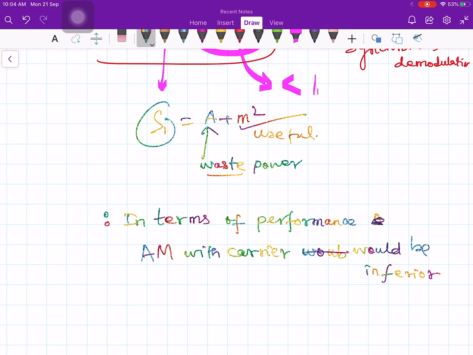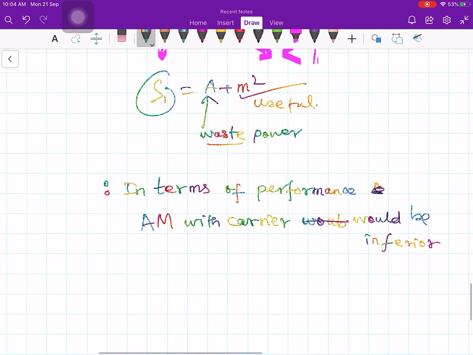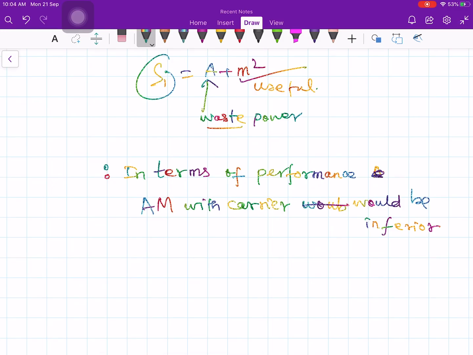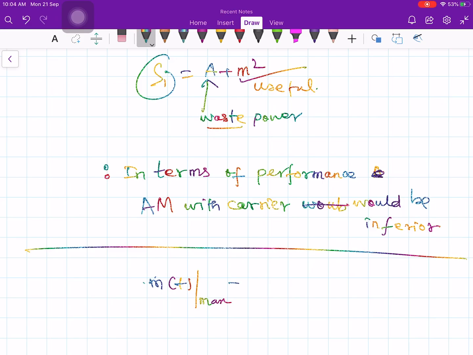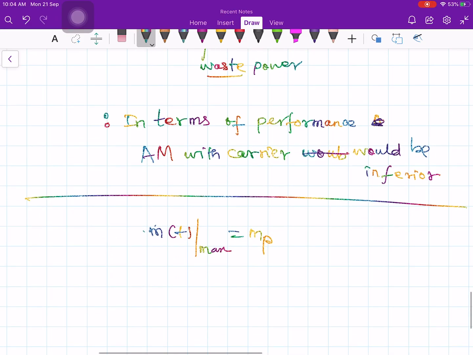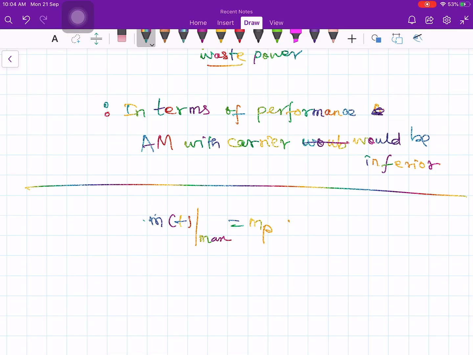Okay, now let us continue our discussion a little further to appreciate how much more power will be required in typical situations as compared to AM without carrier, that means the DSB-SC system. So let us consider the case where the maximum value of the message m(t) is m_p, the peak value of the message. Why is that so important?